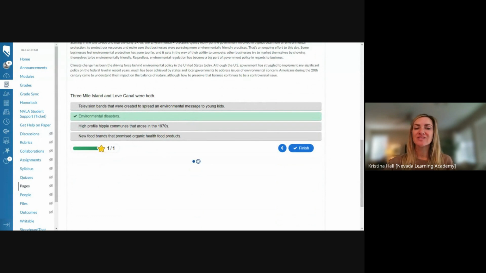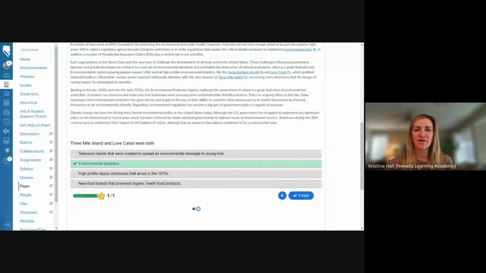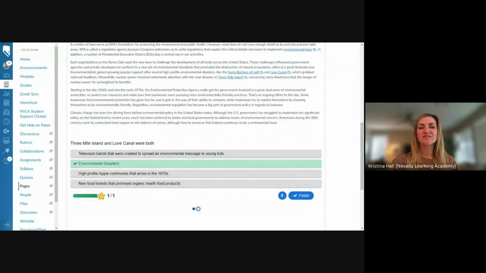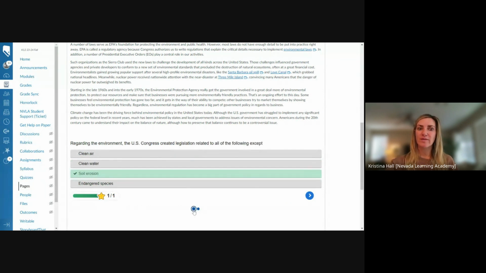Three Mile Island and Love Canal were both environmental disasters, and they talk about them up here. So in addition to the book Silent Spring, some of these environmental disasters that happened within the United States helped to really push and gain support for cracking down on regulation and trying to be more responsible in the way that we are going about extracting resources from our environment.